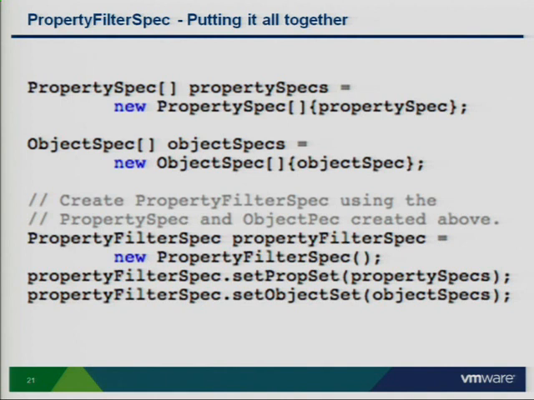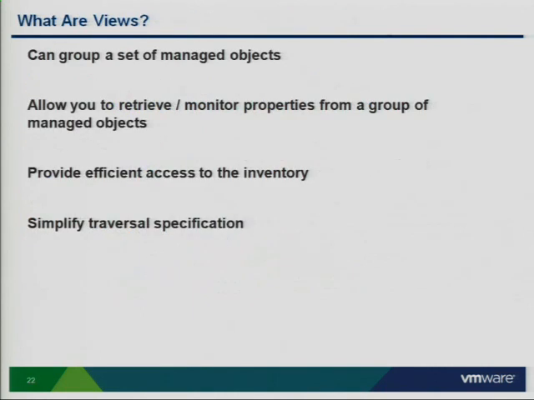Okay, now putting it all together, all we needed was to create the property specs and then the object spec, and once you have this, set the property spec and object spec, done. Once you call retrieve properties, you get the updates, you get the object set, then you're done. This is all there is to it for using the property collector.